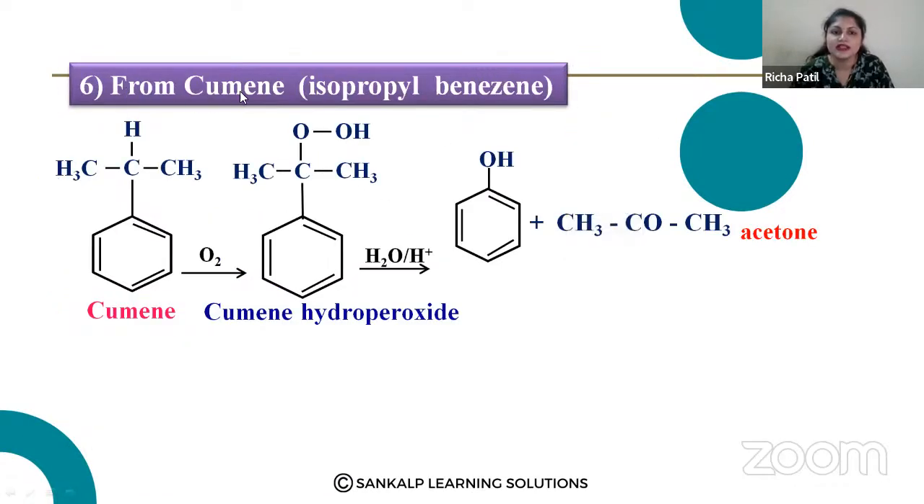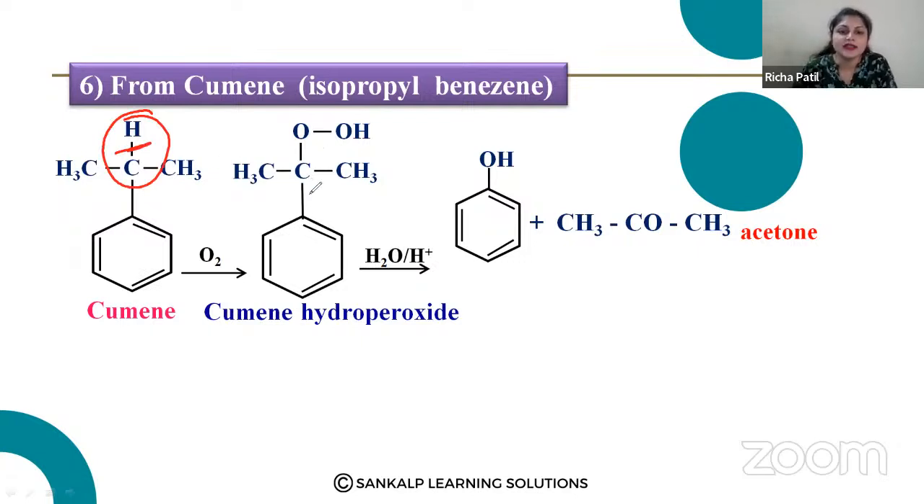Remember this. Next is from cumene. One of the important questions, cumene. Cumene process starts from isopropyl benzene. Okay, so this is isopropyl benzene. This is an isopropyl group attached to a benzene. So this is isopropyl benzene, or it is called cumene. Okay, cumene, when it is treated with O2, what happens here? Oxygen is added in between this CH bond.